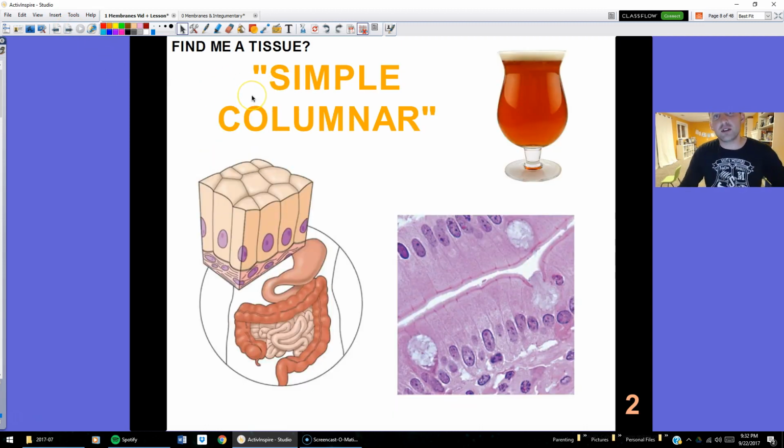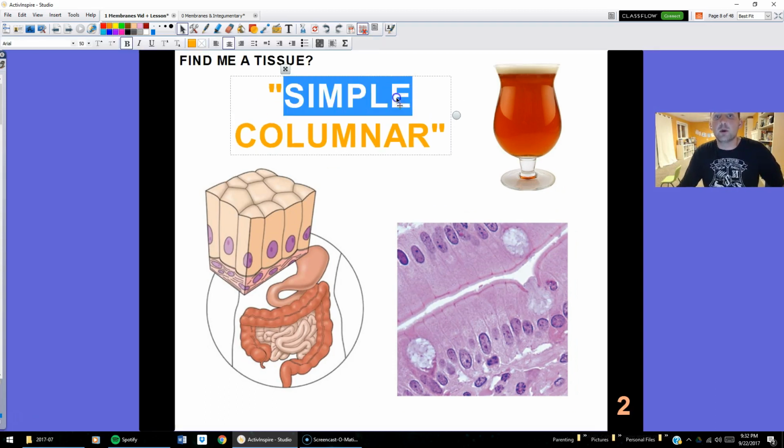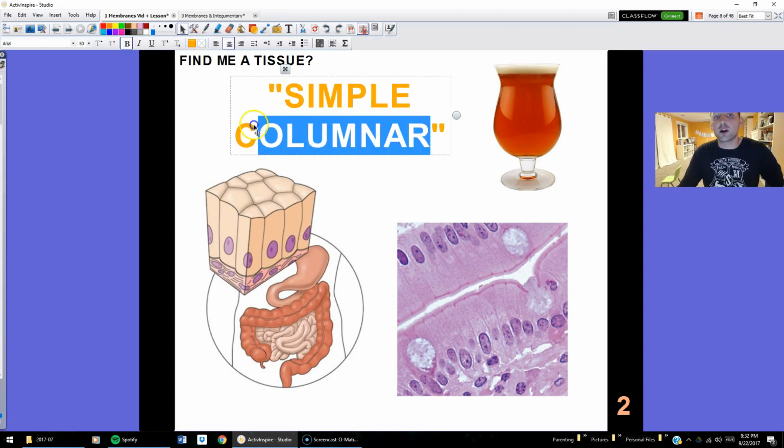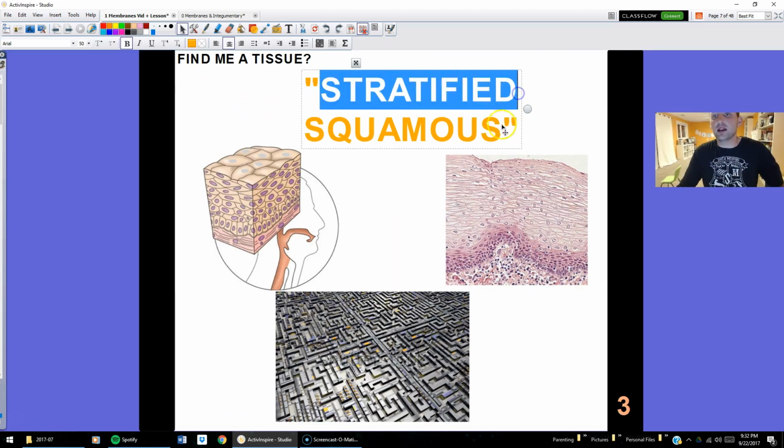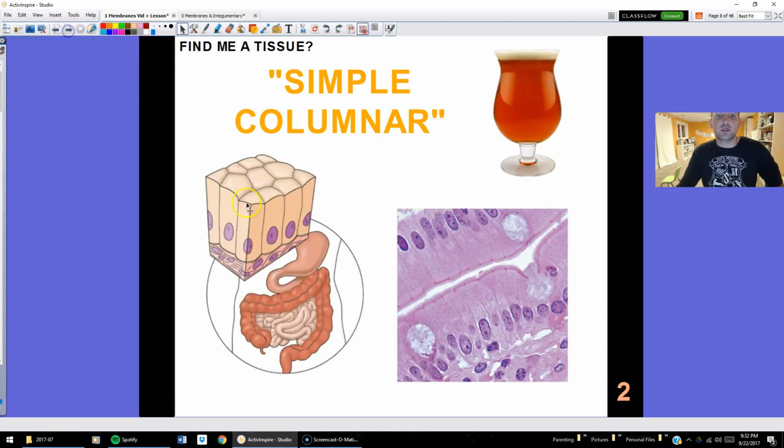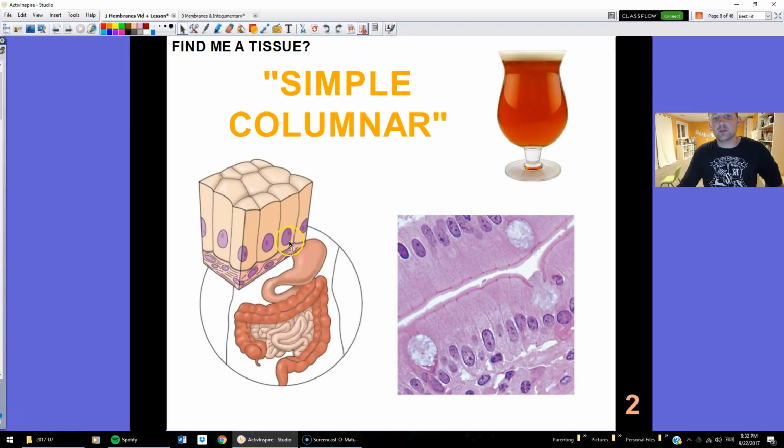Another type, which is found deeper in your GI tract, is a simple columnar tissue. Simple meaning one layer, columnar meaning a tall cell. So in contrast to the multiple layers of squashed cells, now we're talking about a single layer. This is a single cell, but it is an incredibly tall column. This is simple columnar. You find this inside your stomach, your small intestine.